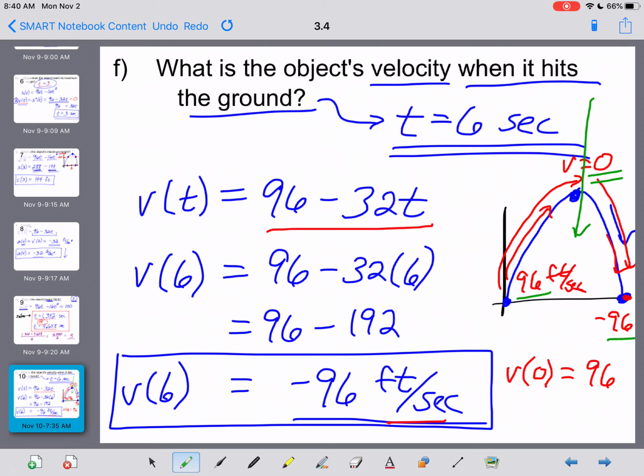And if I go back to a concept from the very beginning of this section, let's talk about speed. The speed at which the object was launched, 96 feet per second, is equal to the speed with which it hits the ground, which is still 96 feet per second, because speed is the absolute value of velocity.